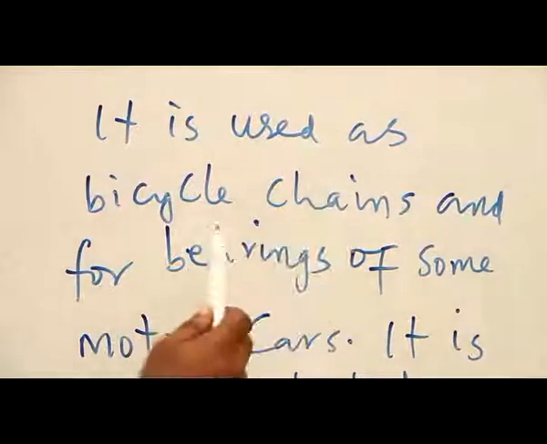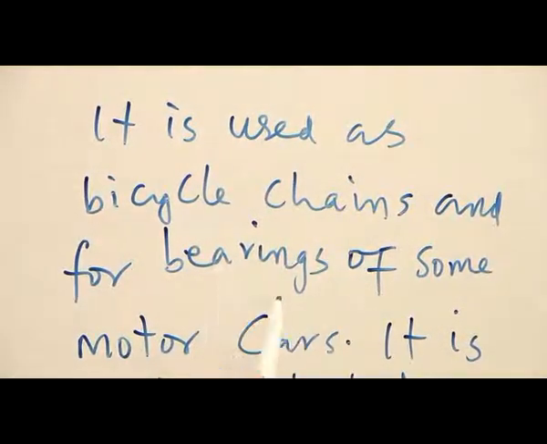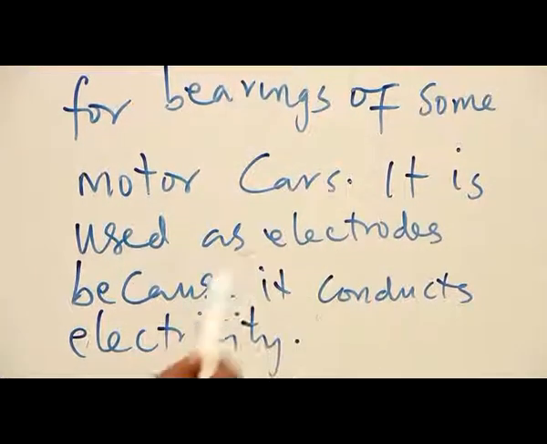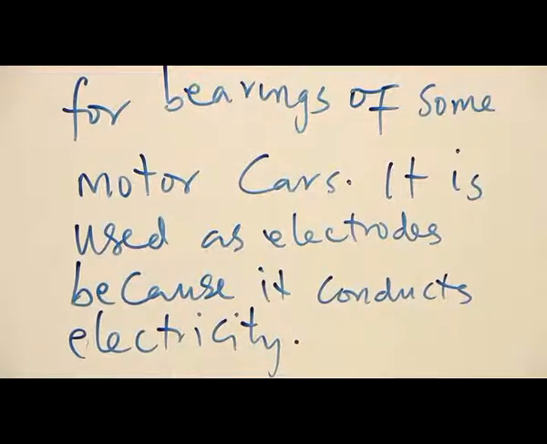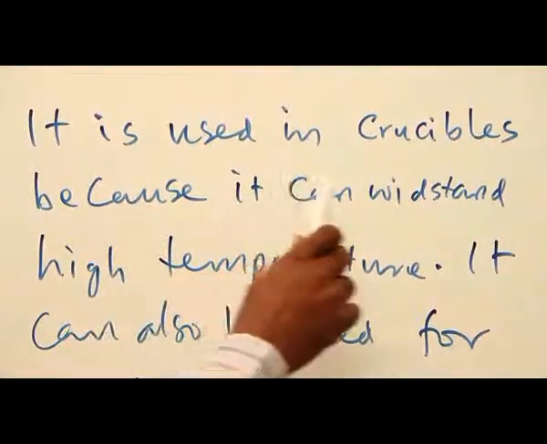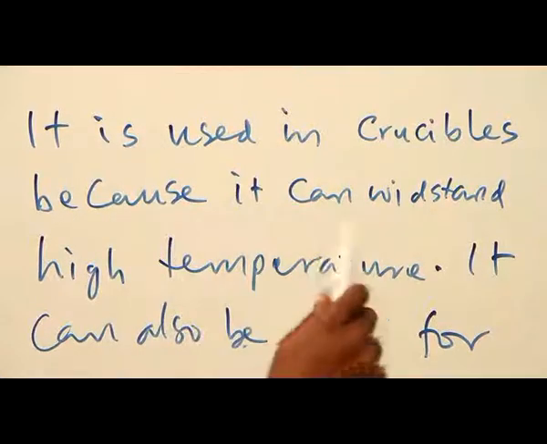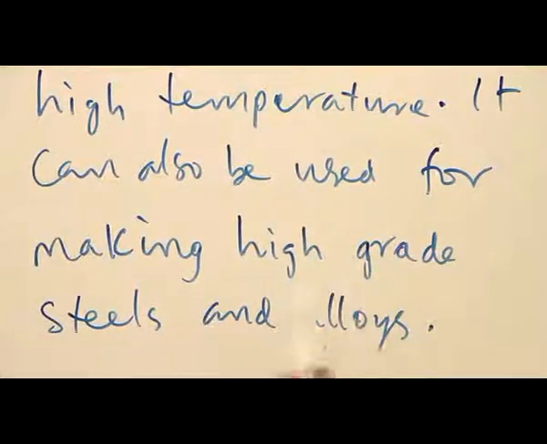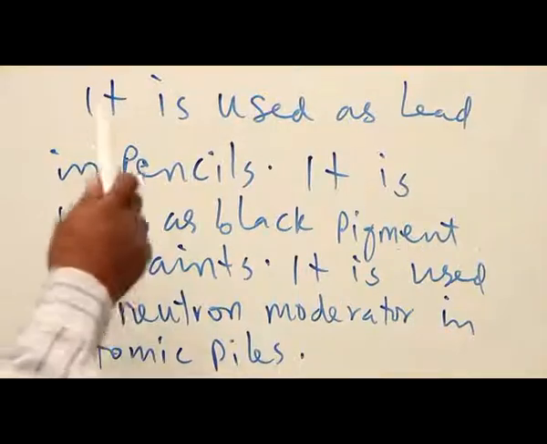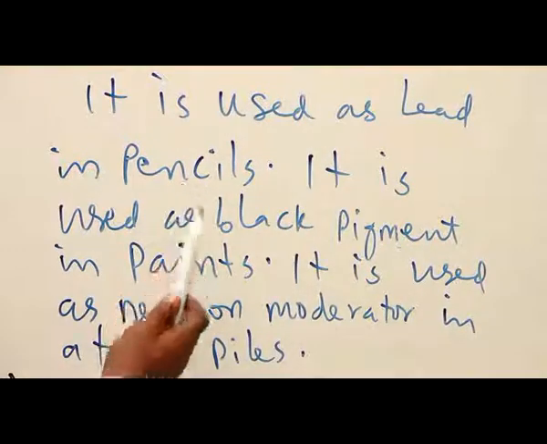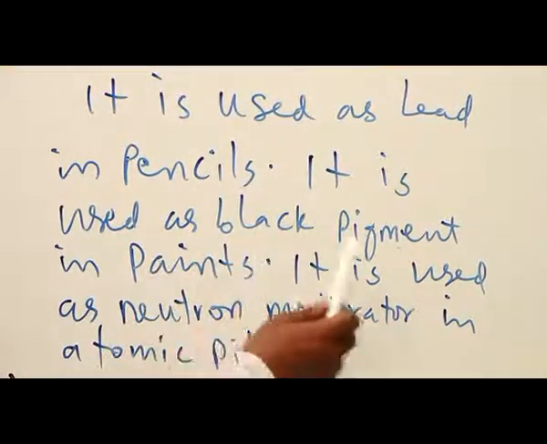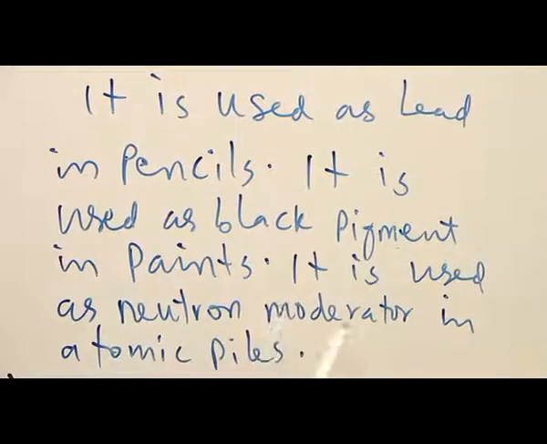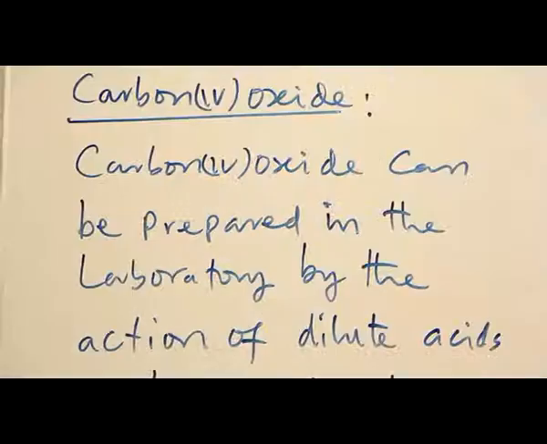It is used as bicycle chains and for bearings of some motor cars. It is used as electrodes because it conducts electricity. It is used in crucibles because it can withstand high temperature. It can also be used for making high-grade steels and alloys. It is used as lead in pencils. It is used as black pigment in paints. It is used as neutron moderator in atomic piles.